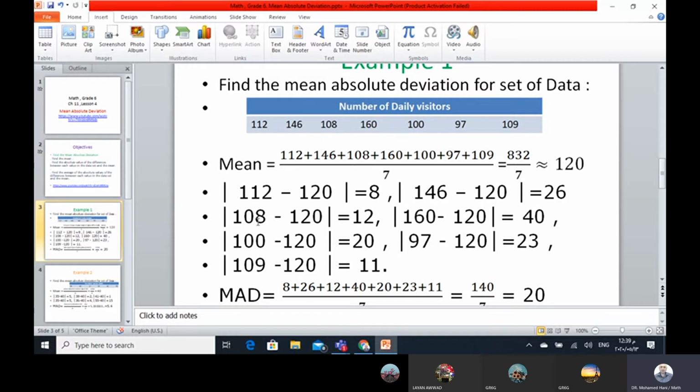Now take 108 minus 120, will be minus 12. Between absolute value will be what? Will be 12. Then take the value here, 160 minus 120. 160 minus 120 will be 40. Then take 100 minus 120, will be minus 20. Between absolute value will be 20.